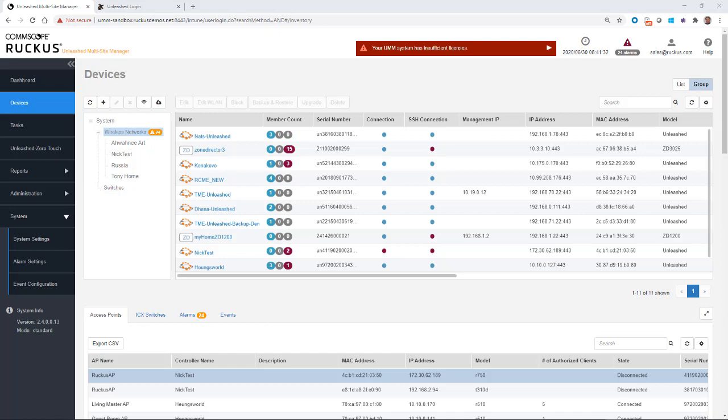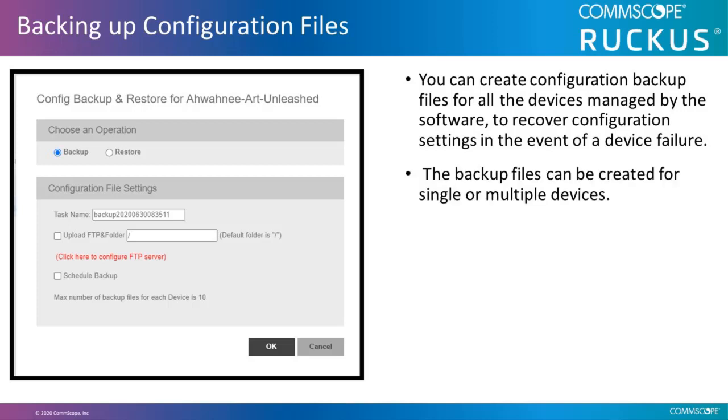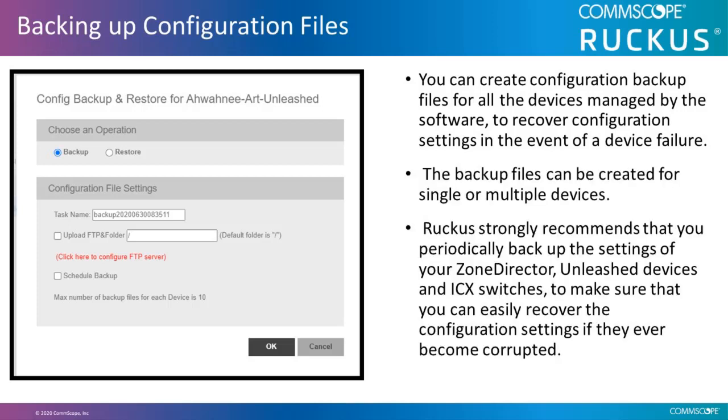Next, I want to talk about backing up and restoring configuration files. You can create configuration backup files for all the devices managed by the software to recover configuration settings in the event of a device failure. The backup files can be created for single or multiple devices. Ruckus strongly recommends that you periodically back up the settings of your Zone Director, Unleashed devices, and ICX switches to make sure that you can easily recover the configuration settings if they ever become corrupted.